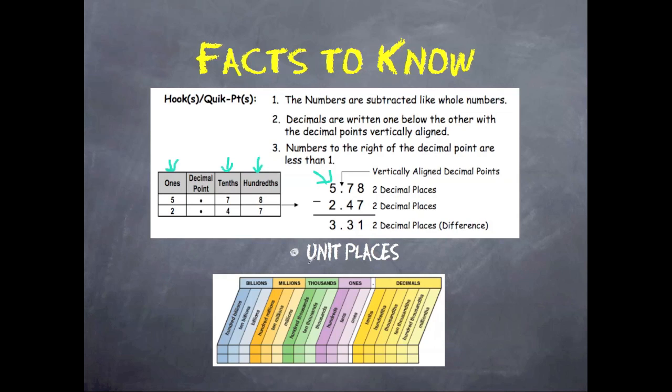Below, we have a little graph of the place values. The decimal point is here, and it shows the decimal values all after the decimal point, starting with the tenths, then the hundredths, the thousandths, the ten-thousandths, and so on. To the left of the decimal point, we have the ones, the tens, the hundreds, the thousands, and so on. All the numbers to the left of the decimal point are greater than 1, and all the numbers to the right are less than 1.